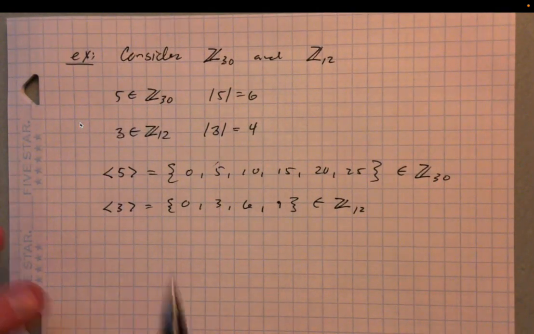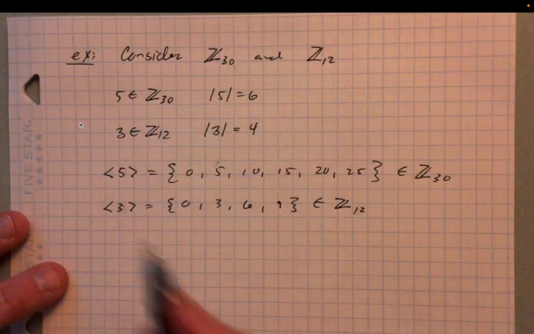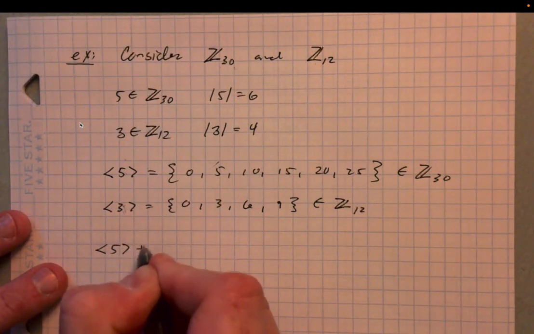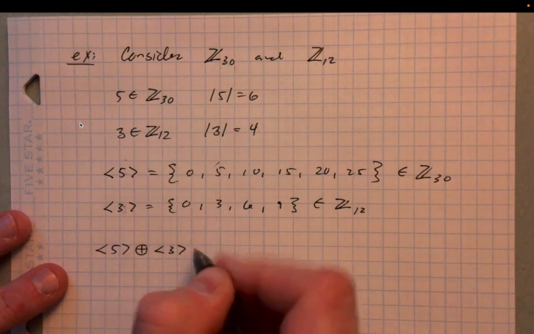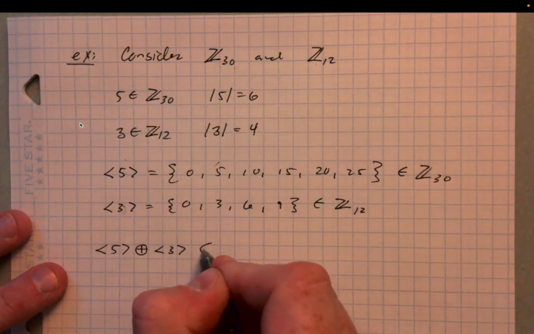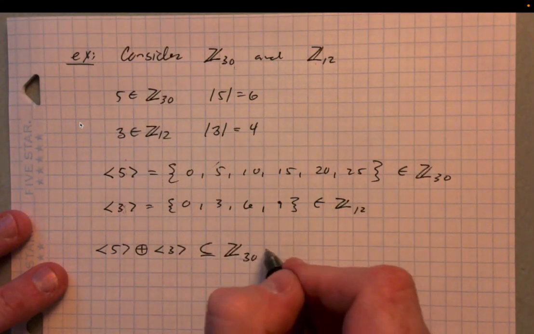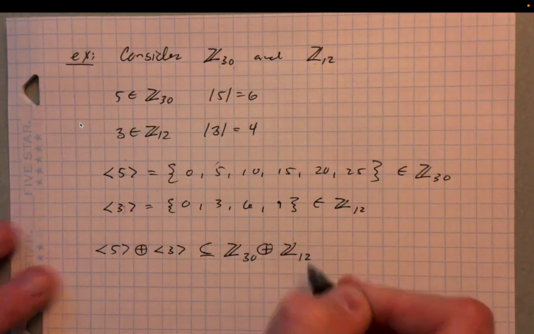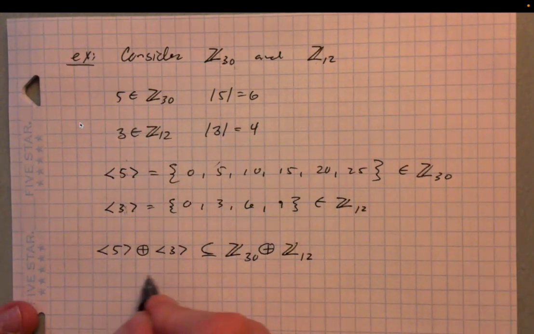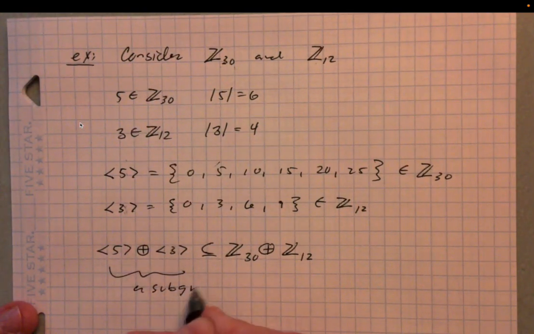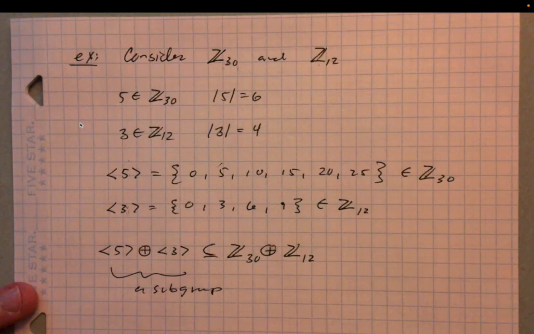Right, and so what we can actually do is think of these two as creating a subgroup inside of the external direct product. Right, so the external direct product of the subgroup generated by 5 and the subgroup generated by 3 is going to be a subgroup of the external direct product of Z30 and Z12. Okay, right? This is a subgroup.